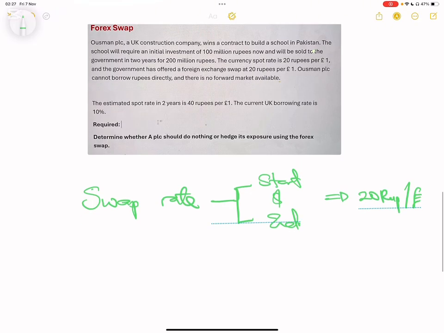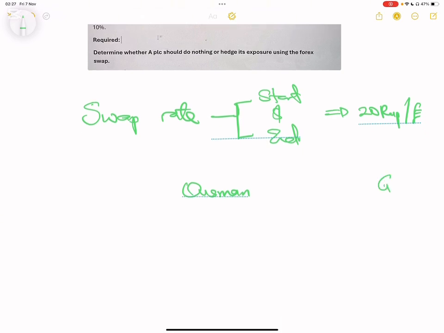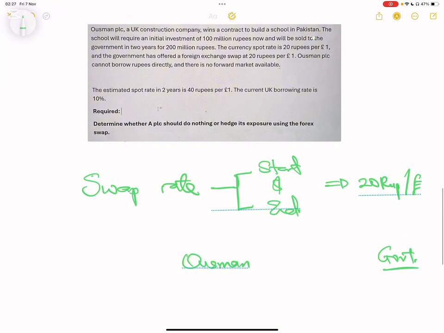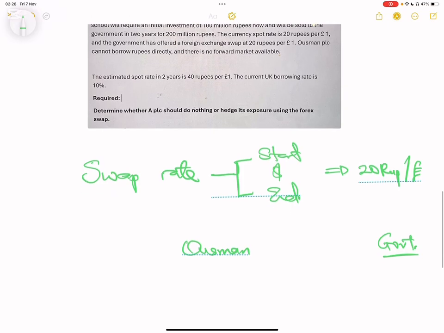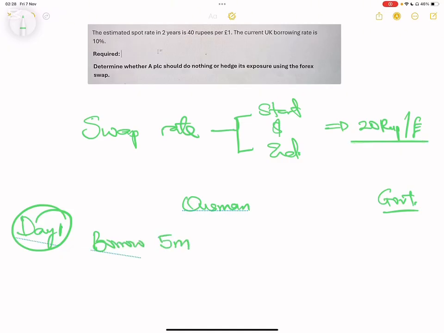So we try to break it down. Let's say we have Usman here, and I'll just put government here. But my focus is on Usman, which is the company that is trying to use the hedging method, right? On day one, what's going to happen? Day one, Usman will have to borrow in local currency because he needs 100 million rupees.